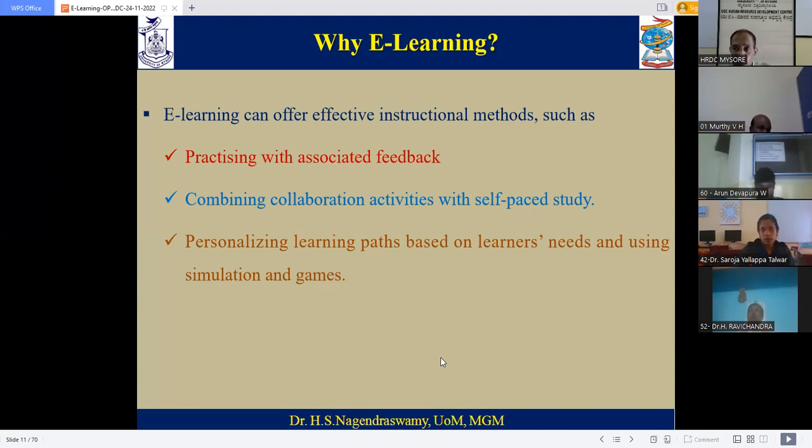Okay, so that's what is called the personal learning path based on the learner needs, because some students learn at a slow pace, right? Because their grasping ability is not that good, or their background may not be sufficient enough to understand some advanced concepts, because they have not learned those concepts or the basic or fundamental concepts in the previous education system. So because of that, they want to spend more time and they want to repeat, and that's how it is possible with e-learning, personal learning paths based on the learner needs and using simulation and games.